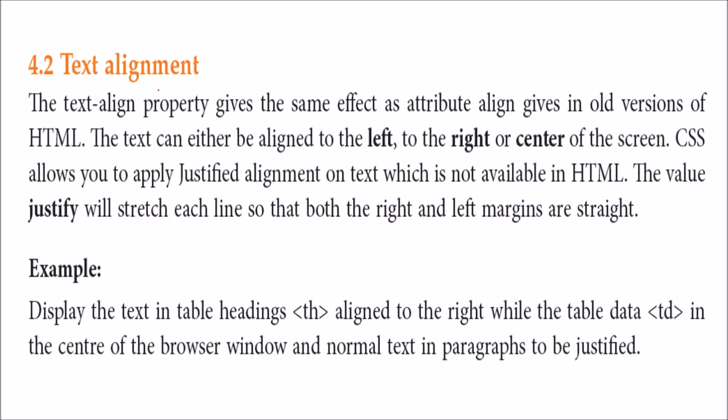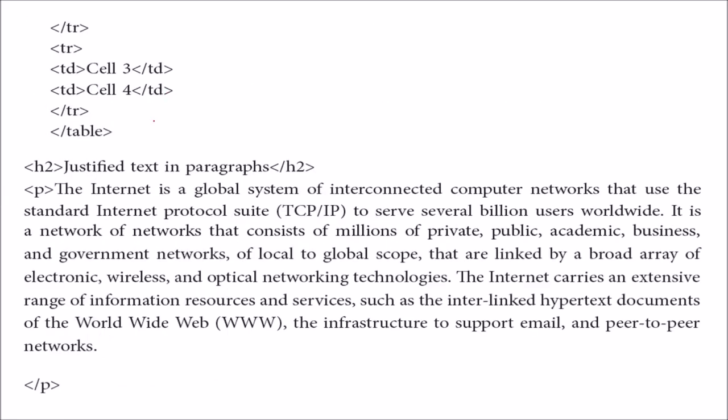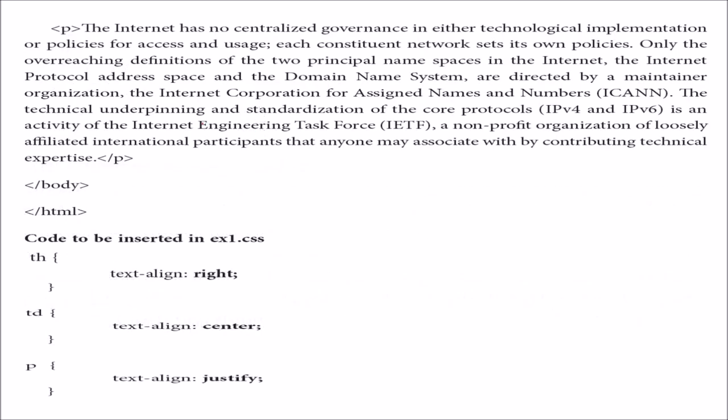Then the text alignment. The text can be aligned centrally, leftwise or rightwise. You can also justify it. Justify means the text will stretch from the left margin to the right margin. We'll have an example where we have a table heading, table data, and a paragraph. We will see how this heading, table data and table row find their place. The paragraph is also there. We are not worried about what exactly this content is. We are worried about the ex1.css.